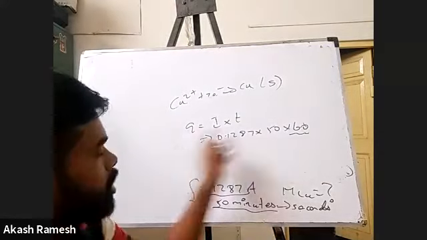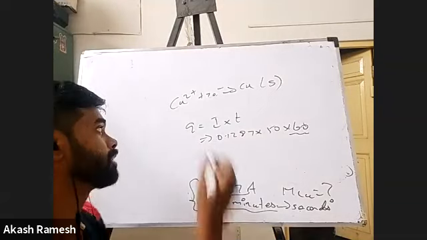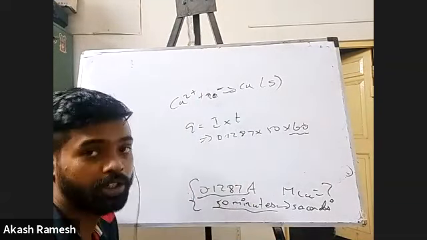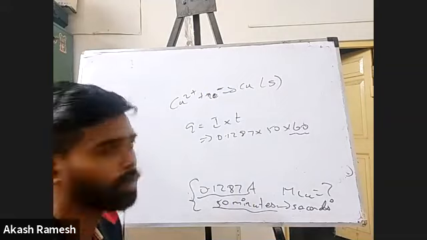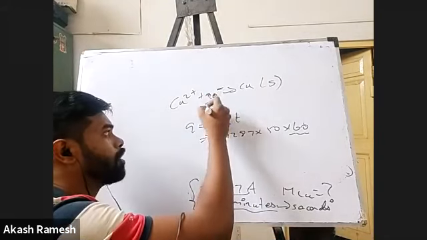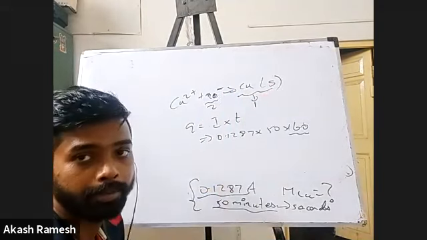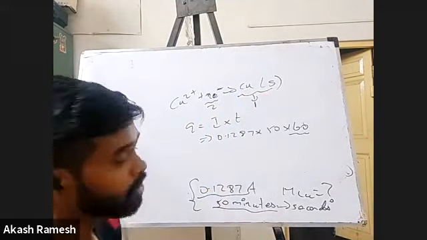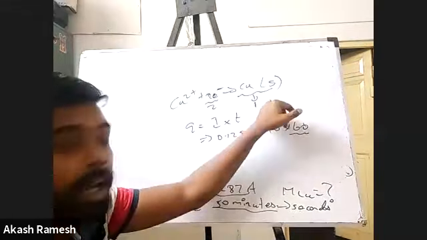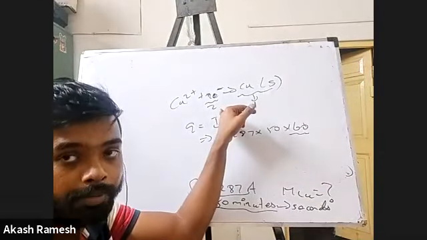Okay, right. So this you have calculated. Then what you do is, now I told you that we are going to use stoichiometry, right? Stoichiometry means what? Here you see the number of moles of electron is 2 and the number of moles of copper deposited is 1. That means for depositing 1 mole of copper, I require 2 moles of electron, right?